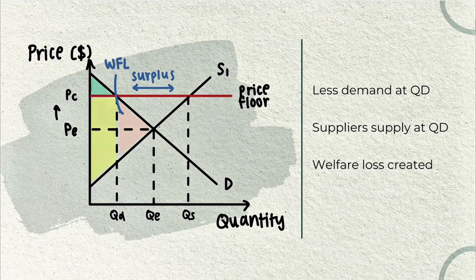And this brings us to our welfare loss. As there is less demand at QD due to higher prices at PC, suppliers are only able to supply what is demanded, which is QD. And once again, these were once upon a time mutually agreeable trades before the price floor. And after the price floor, these do not happen.